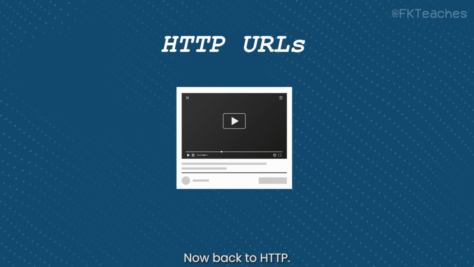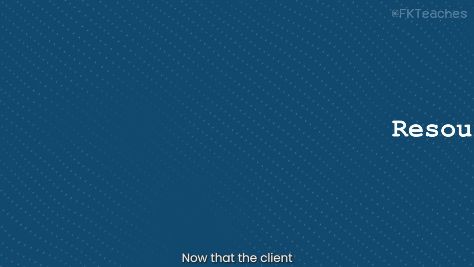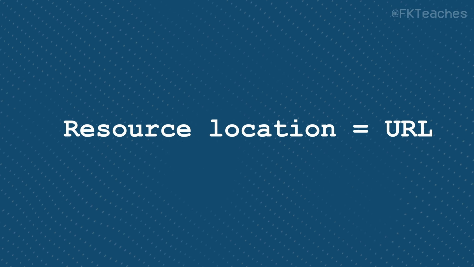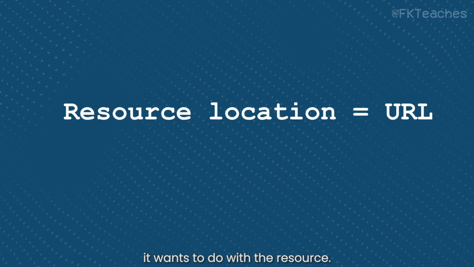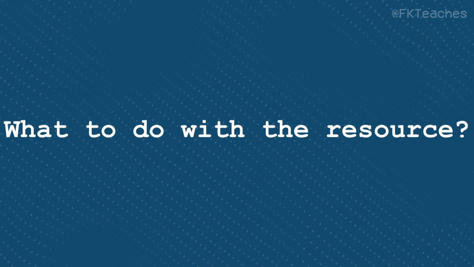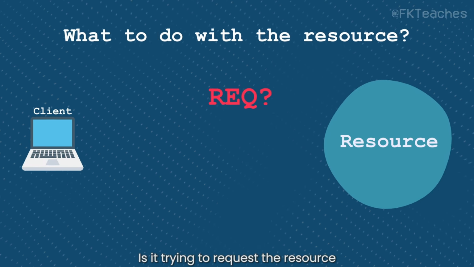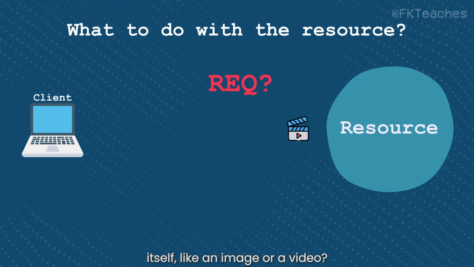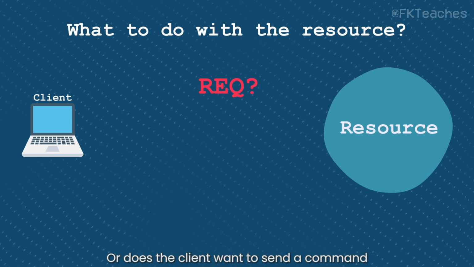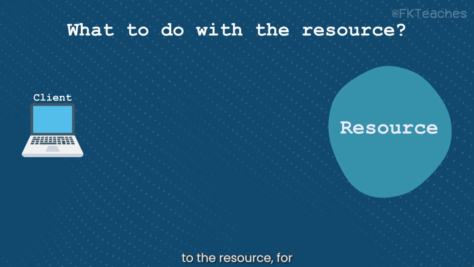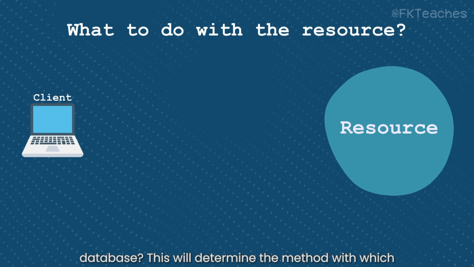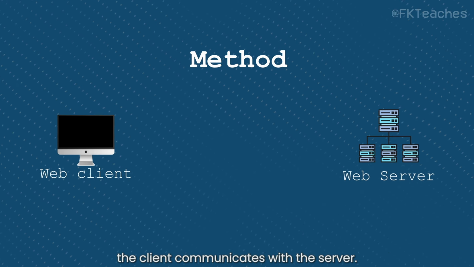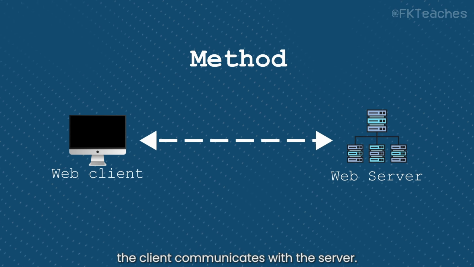Now back to HTTP. Now that the client knows where the resource is, the next thing it needs to know is what it wants to do with the resource. Is it trying to request the resource itself, like an image or a video, or does the client want to send a command to the resource, for example, to add a new record to a database? This will determine the method with which the client communicates with the server.